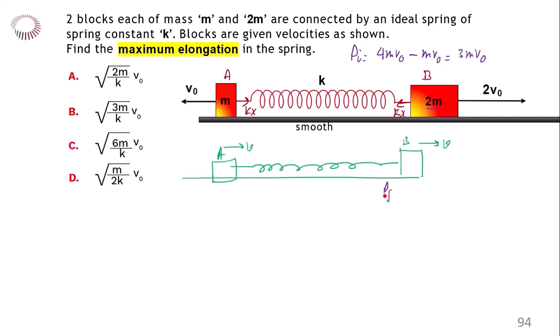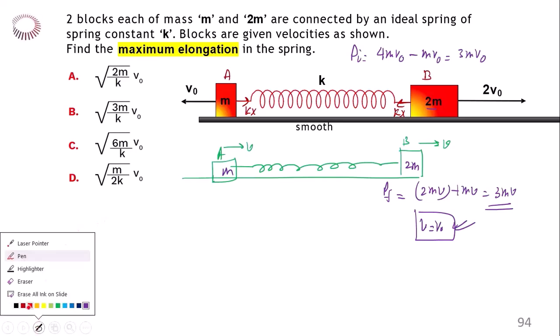And final momentum is equal to how much? Both are moving towards right, so 2m into V, that is the mass 2m, plus m into V, that is 3mV. So this 3mV should be equal to 3mv₀. That means you can conclude that V should be equal to v₀. That is the final velocity. So finally, both the blocks should move with v₀ towards right, so that I can get the final elongation, which is the maximum.